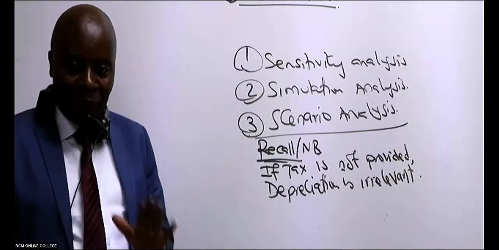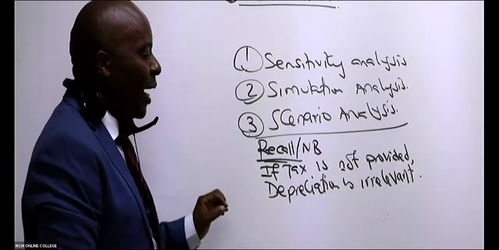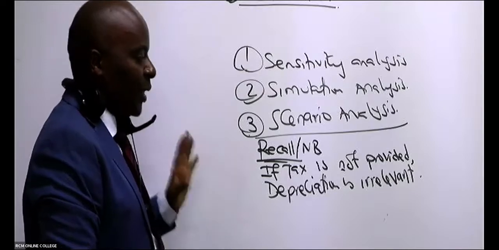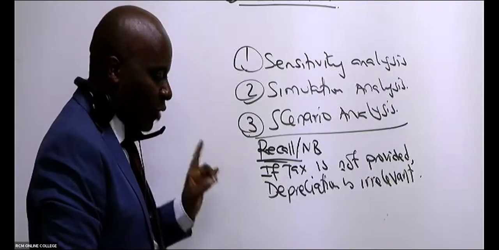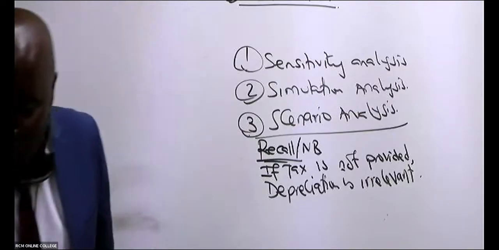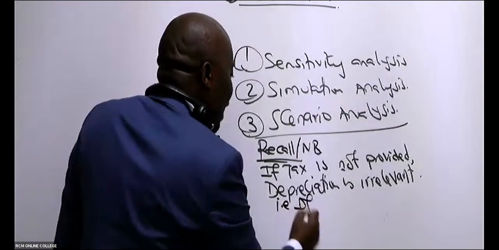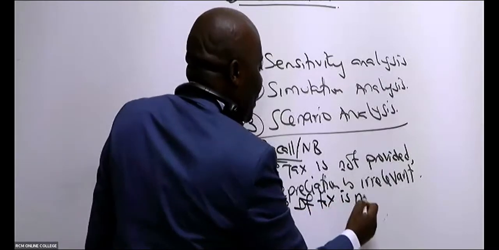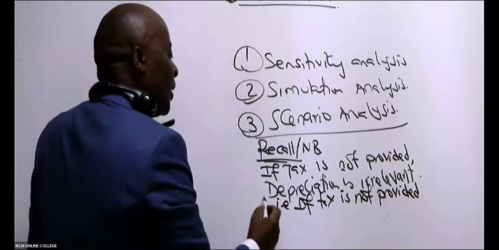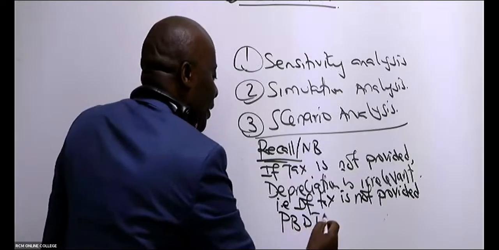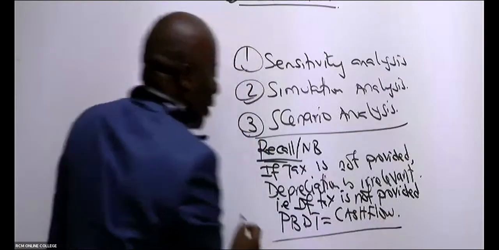This is really very important for you. That when you go to a question and realize that this question does not have tax rate, 30% or whatever percentage, then automatically you know that depreciation is irrelevant. It will be very important for you to know that. Depreciation is irrelevant, i.e., if tax is not provided, in this case here, PBDT will be equal to the cash flow, which will be discounted.